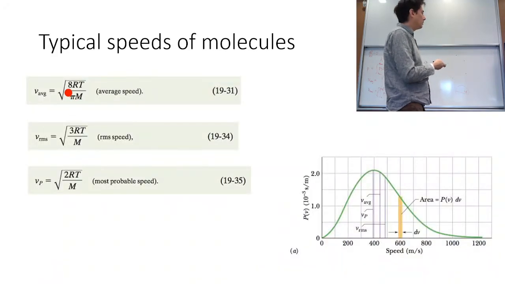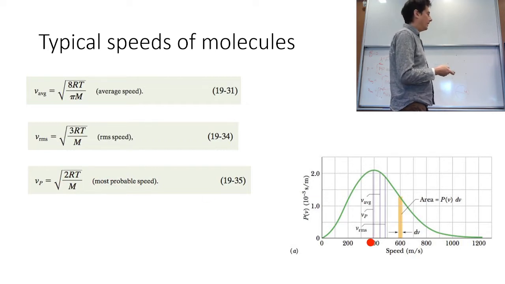Under the square root, 8 over pi, as I said, is I think 2 point something, and then this is 3 and this is 2, right? So numerically they're all very similar, and you can see that also in this graph. V_RMS is maybe the slightly bigger one. V peak, that's the peak of this graph, is the lowest one. V average is somewhere in the middle.